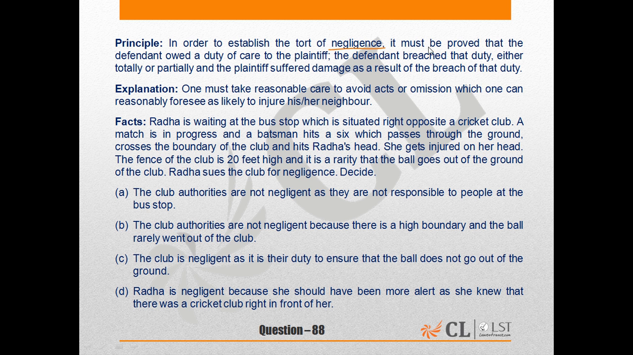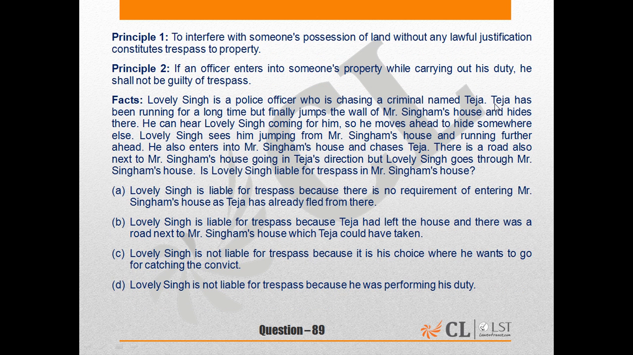The correct option is option B. Because the club authorities are not negligent, because there's a high boundary and the ball rarely went out of the club. So when they constructed the walls, they were pretty high walls, and it was a very rare chance that someone has hit a six or something, that it has gone beyond the boundary. Therefore, option B is the answer, and it's mostly marked correct by the students.